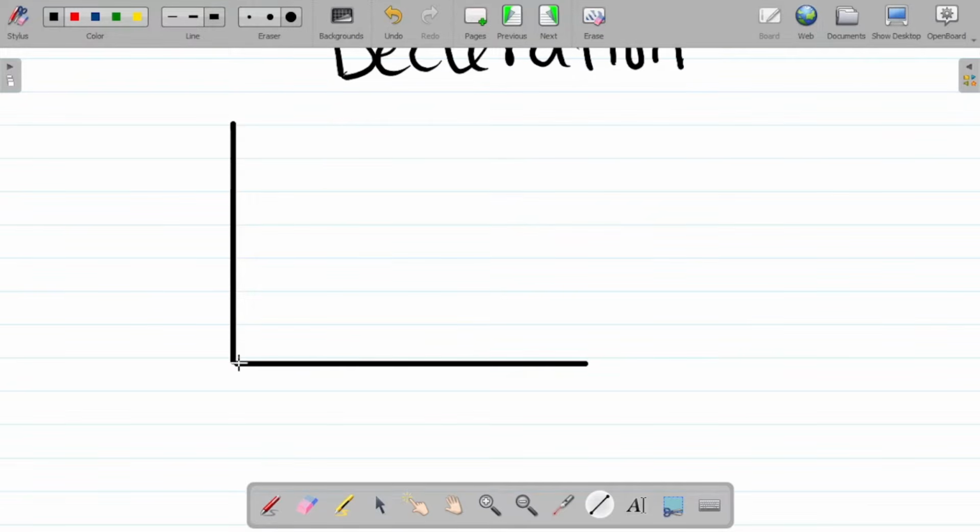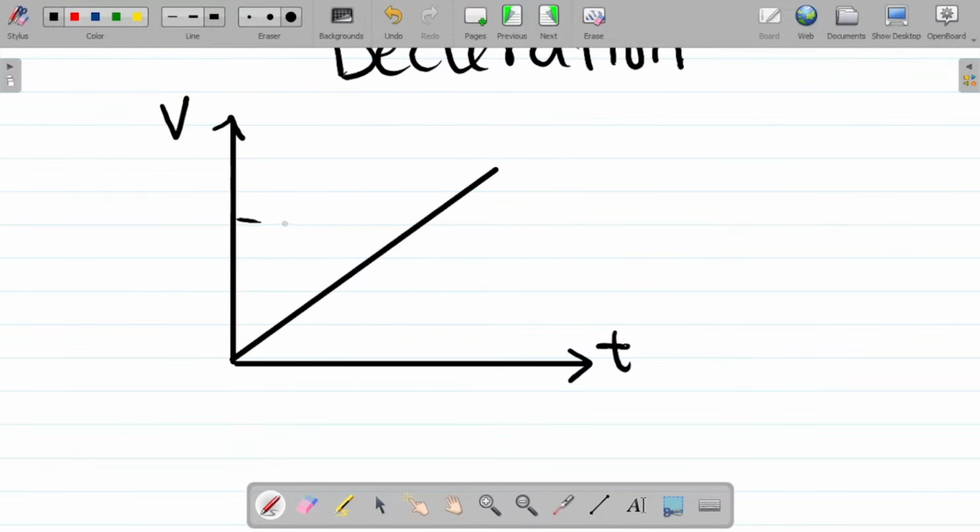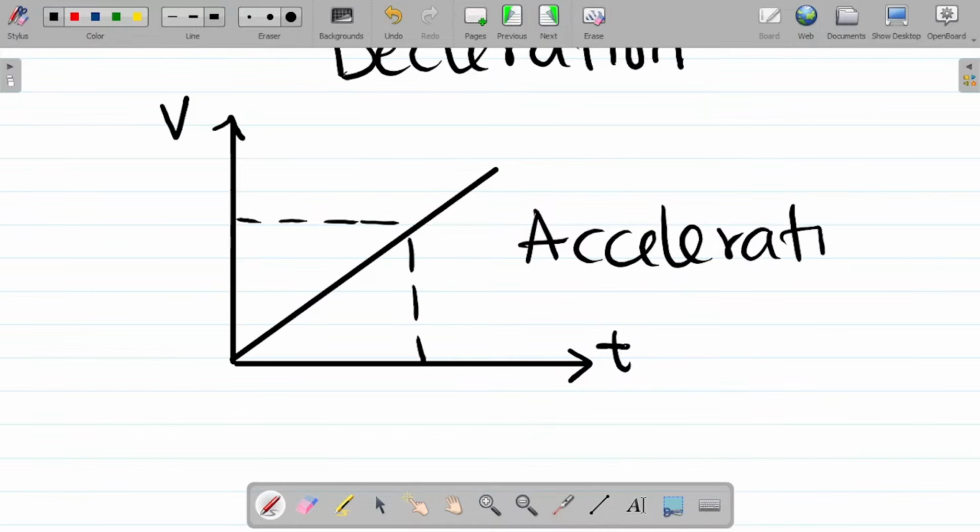If you have something like this, where you have the slope going this way, where, of course, we said velocity is plotted on the vertical axis, while time is plotted on the horizontal axis. For a slope like this, where velocity is increasing with respect to time, the slope would be an acceleration. So you get acceleration by taking the positive slope of a VT graph. For deceleration, it's the opposite.